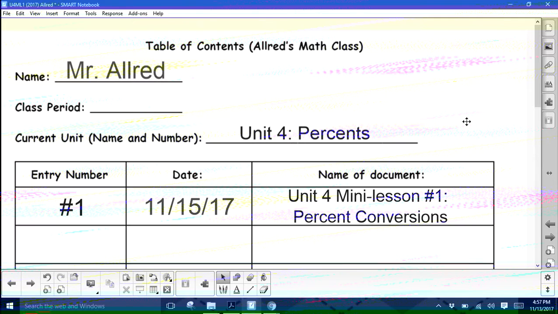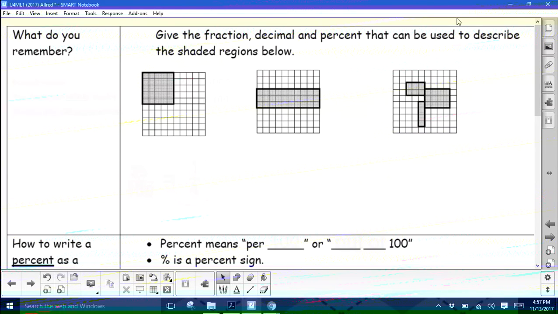I wanted to let you know that today's entry is your first entry in the table of contents, Unit 4, mini lesson number 1 on percent conversions. Here we go. This is entry number 1 in your table of contents. You want to write that on the top right-hand side.